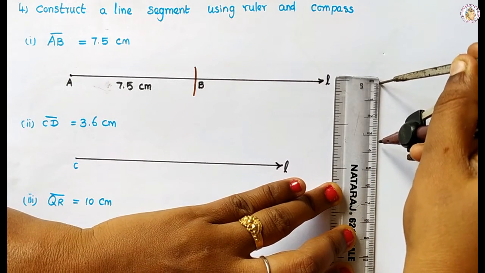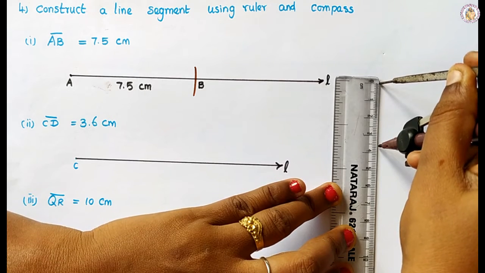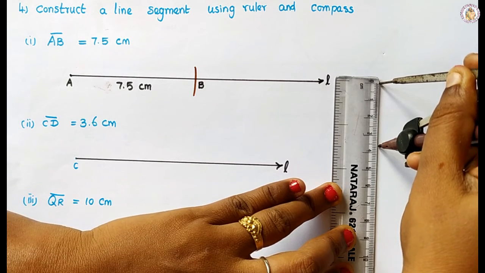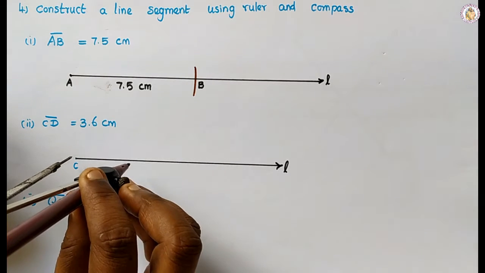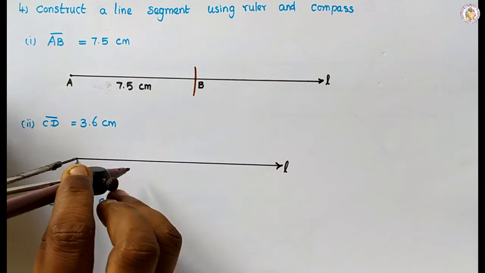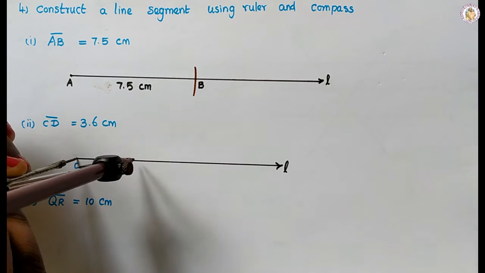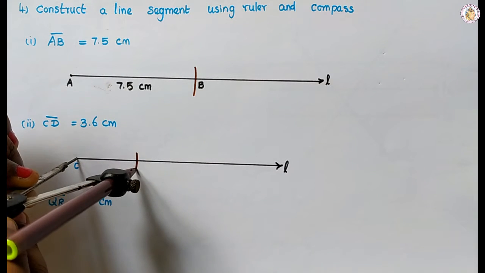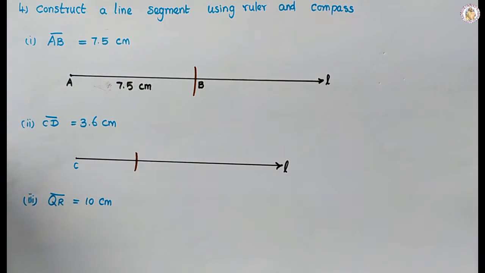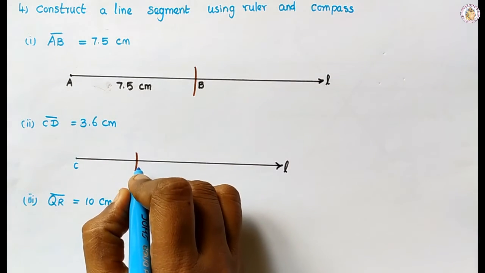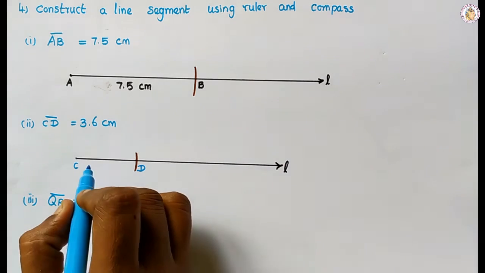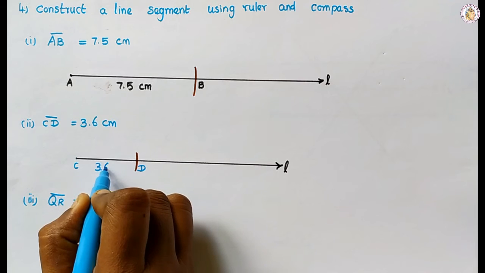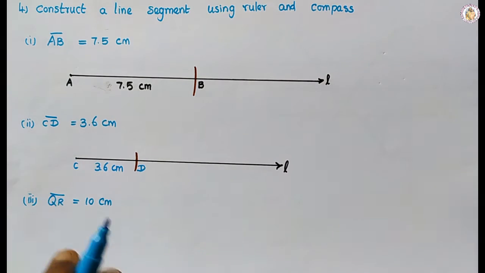3, 3.5 and 3.6 here. So measure the centimeter, and with C as center, draw an arc on the line L, and name the arc as D. Now CD measures 3.6 centimeter.